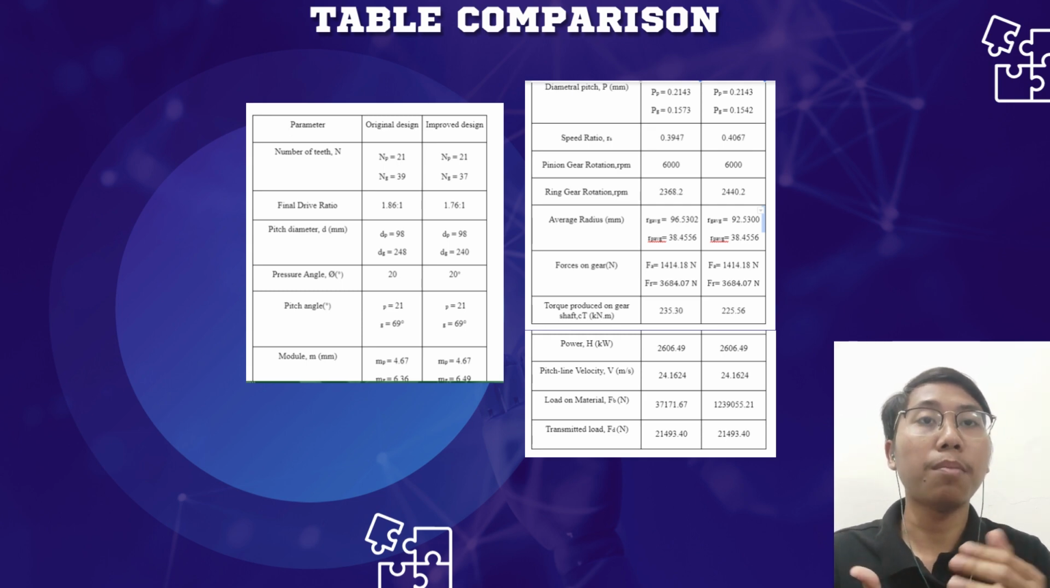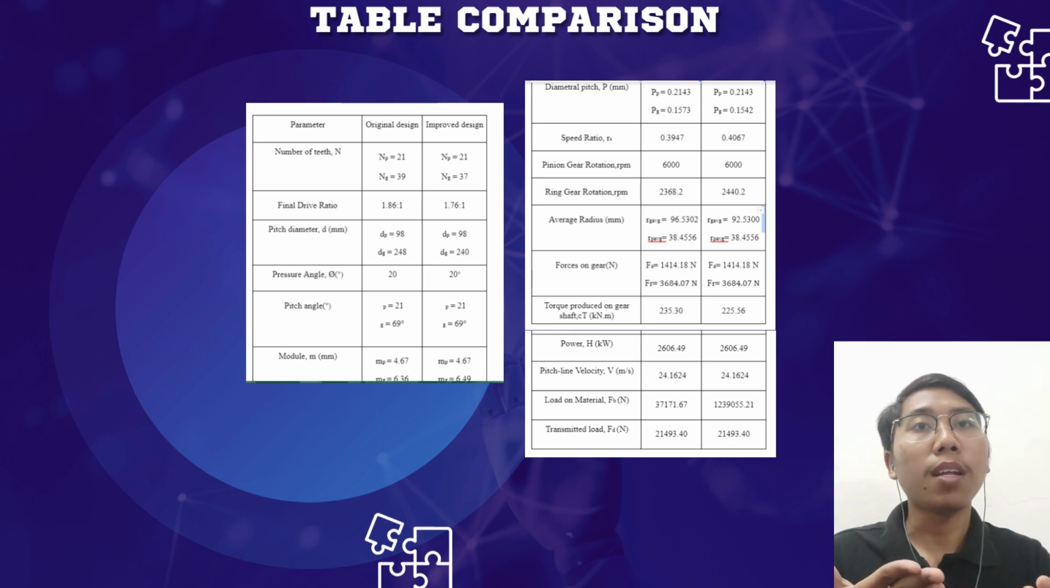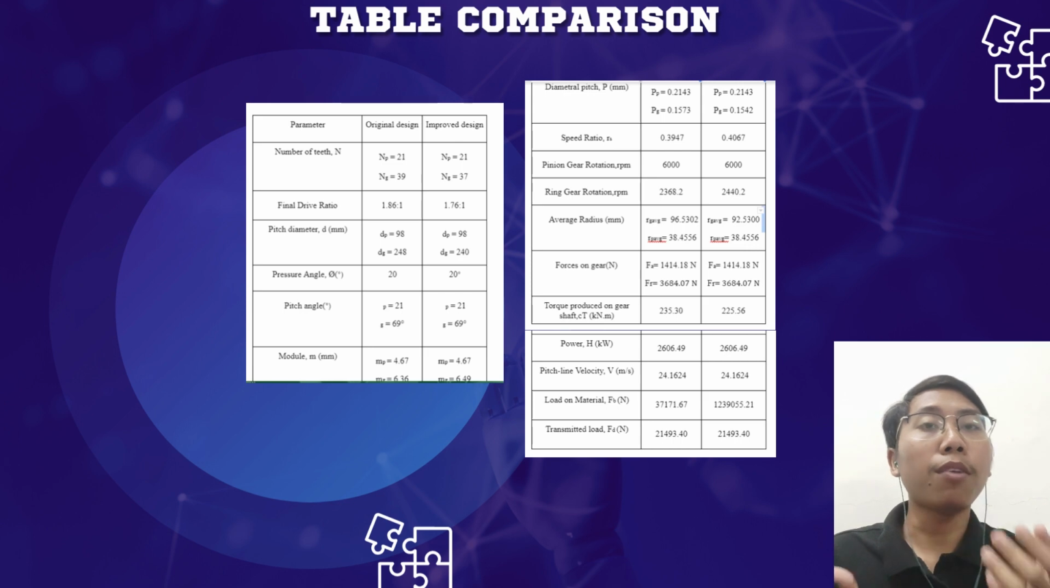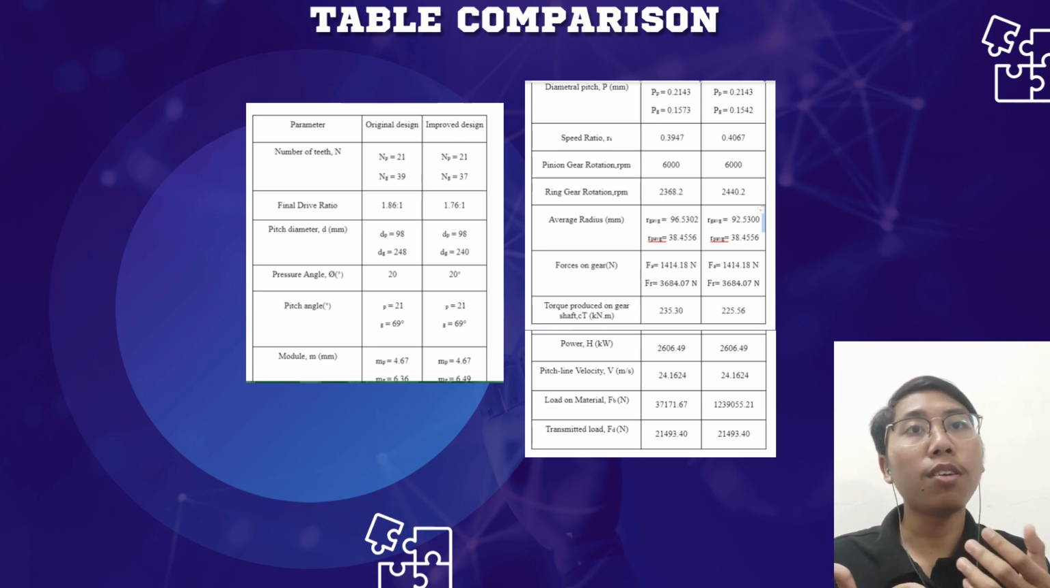Basically, the difference is the number of teeth in the gearing, which for the original we used 39 and for the improvement we used 37. This means we lower the final drive ratio to give better fuel economy, to increase the top speed, and so the roadster car can drive smoothly at higher speed. Of course it lowers the torque, but not by too much, and it is still enough for the roadster car. For the power, the pitch line velocity is still the same, but what I want to focus on is the load of the material.